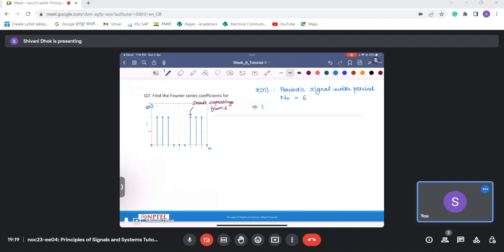Which means that the fundamental angular frequency omega naught is equal to 2 pi by N0, which is 2 pi by 6, which is pi by 3. So this is what we have here. Let us try to find the Fourier series coefficients. a_k is equal to 1 over N0, where N0 is 6, summation n running from 0 to N0 minus 1, that is 6 minus 1, which is 5, x[n] e^(-jk omega0 n). So I can write this as 1 by 6 inside the bracket x[0] e^(-jk omega0 0), which reduces to 1, plus x[1] e^(-jk pi by 3) plus x[2] e^(-jk 2 pi by 3).